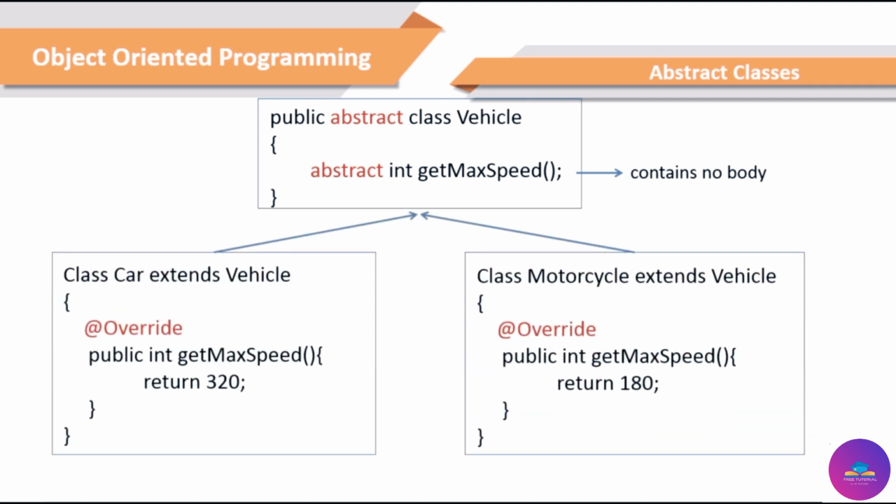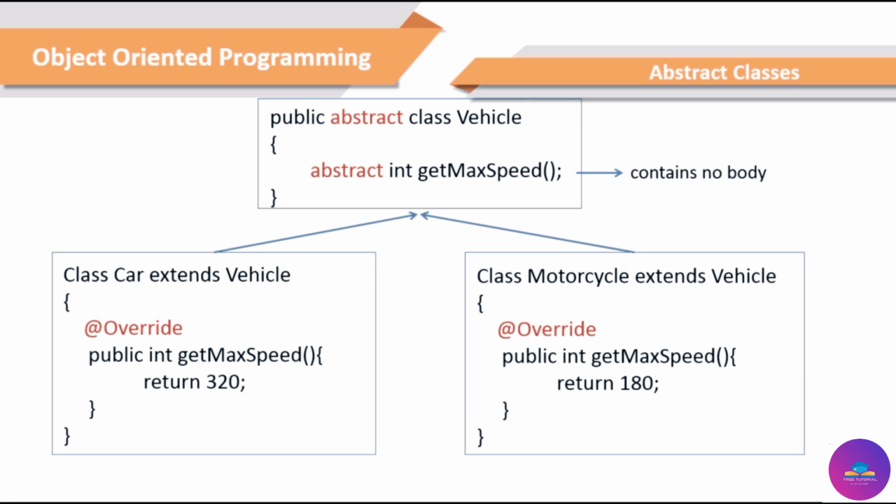So in our example, Vehicle is an abstract class that contains only one abstract method, getMaxSpeed. Remember, it has no body, because the implementation of this method is provided by the Car and Motorcycle classes. You were wondering why that was empty, huh? No body.